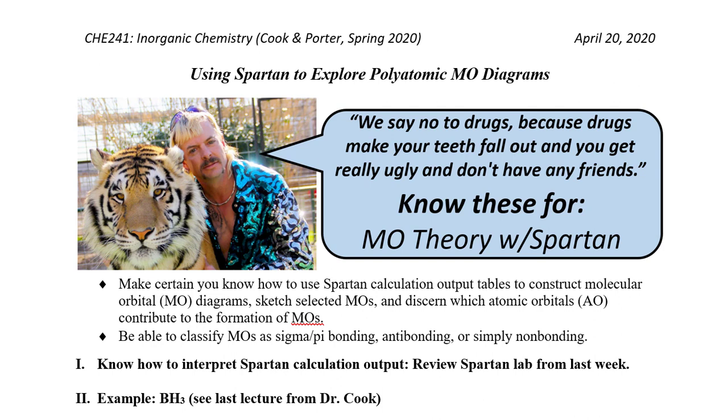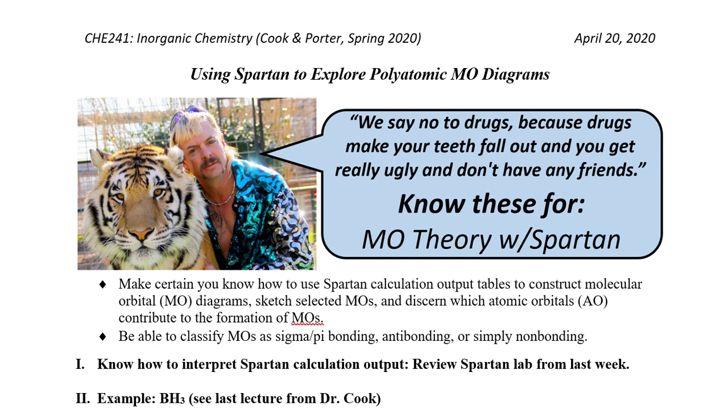Today I'm going to go through essentially three different things. I'm going to go after BH3 and connect that to what Dr. Cook talked about in his last lecture, because he covered BH3. Then I'm going to take on something more complicated that's really hard to do by hand, but Spartan can tear it up: methane, an actual important molecule, right? And finally, at the very end, we're going to do ozone. Ozone will be one of the first ones I've taken you through with Spartan that has pi bonding involved, and that's going to be a little different and maybe a little challenging.